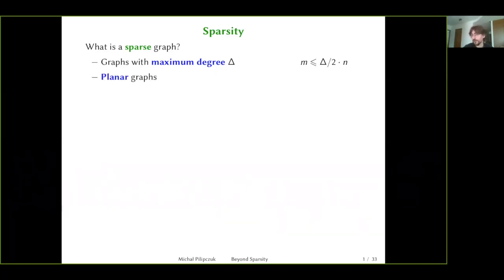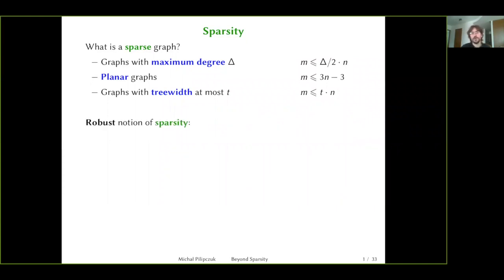Planar graphs should also be considered sparse. You probably know that a planar graph on n vertices has at most 3n minus 6 edges, and in every reasonable theory of sparsity, planar graphs should be considered sparse. Another example of well-studied classes of sparse graphs are graphs of bounded tree width. If you have tree width at most t in your graph, then the number of edges is at most t times n. This is also a model of sparsity that should be encompassed by our theory.